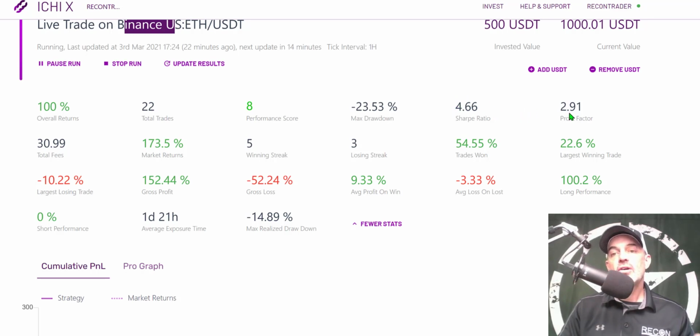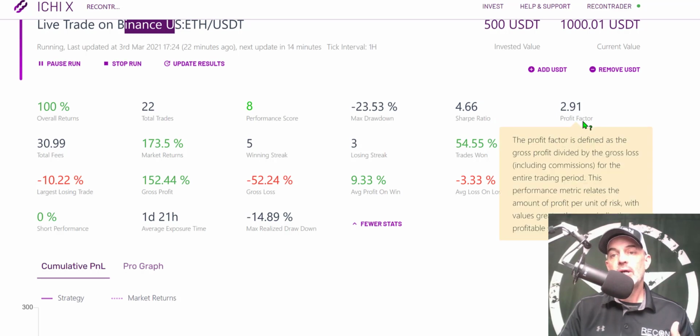My profit factor, unfortunately, has slipped under 3. And again, anything over 1 is considered acceptable. Anything over 2 is considered good. I prefer to be 3 or higher.